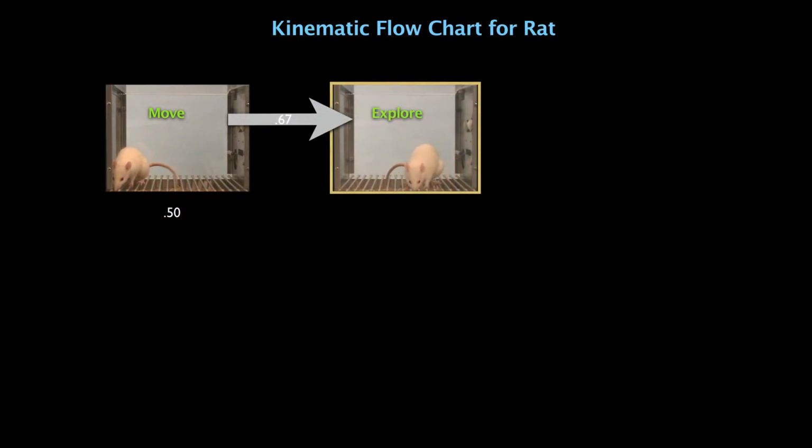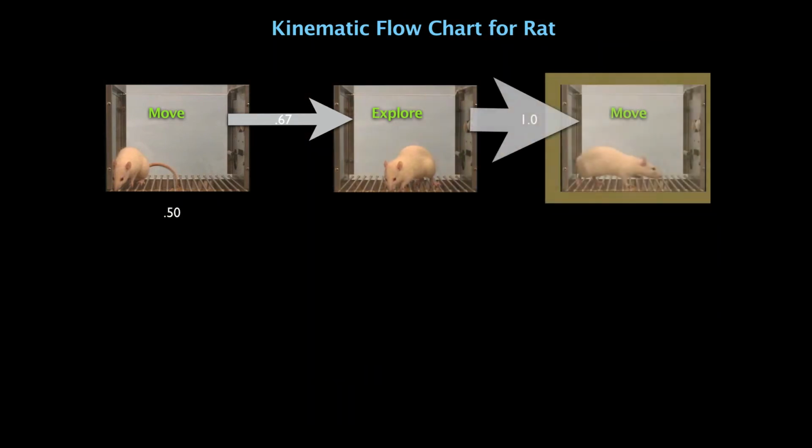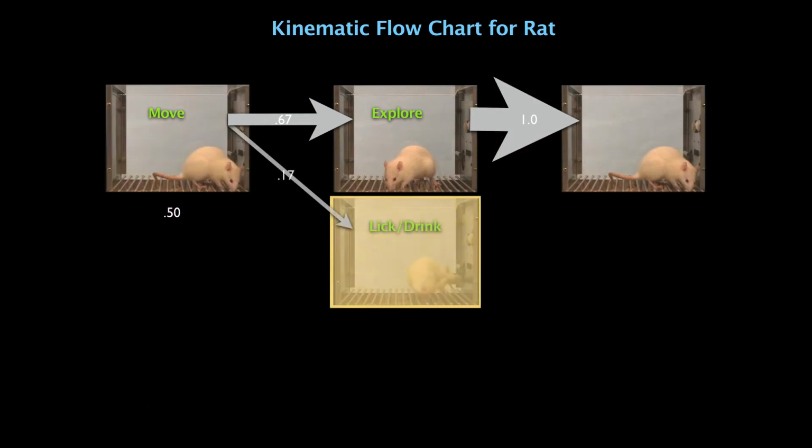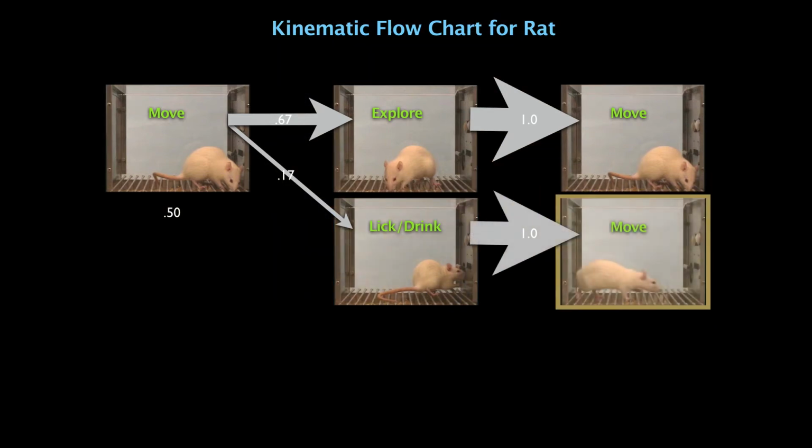From this behavior, the animal begins to explore, but does so beginning at the right to center front of the chamber. From this explore, she moves, then shifts to licking and drinking at the water reservoir. From the lick-drink, she moves again, but notice where this occurs.